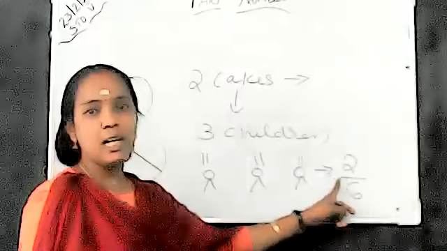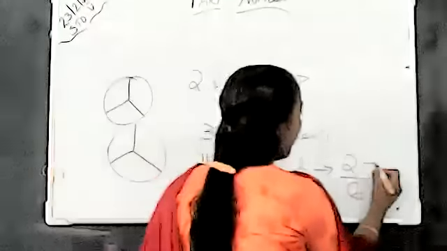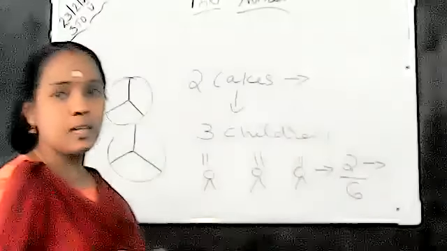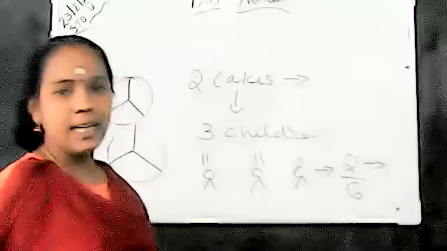What is the fraction? Pieces each child got by total number of pieces. How many pieces did each get? 2 pieces. Total pieces? 6 pieces. Okay, next one.